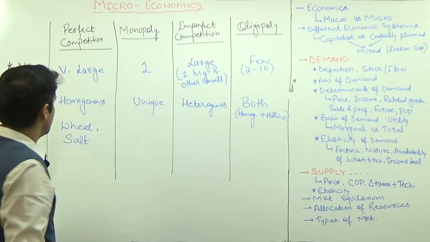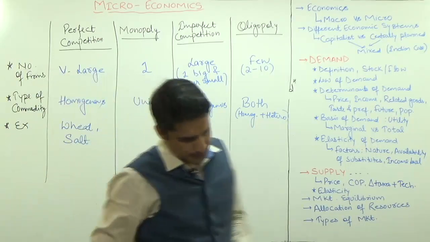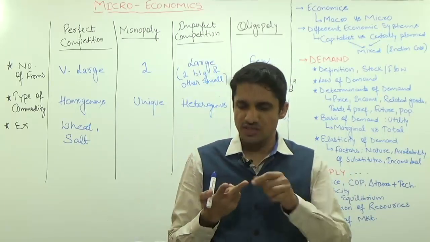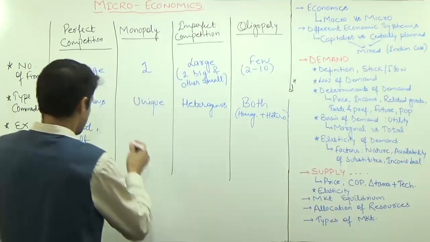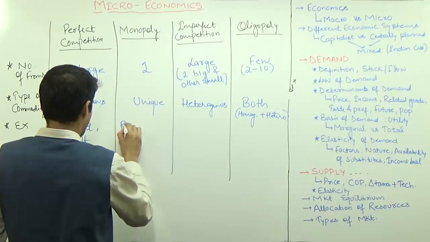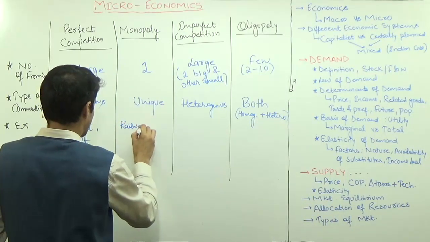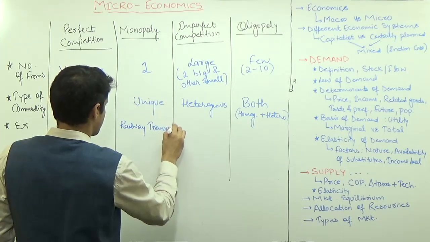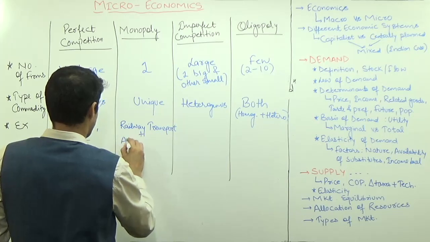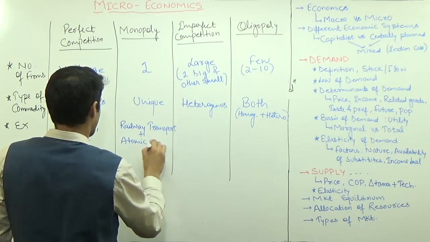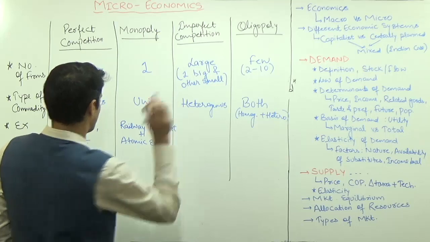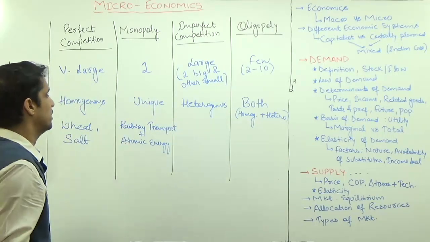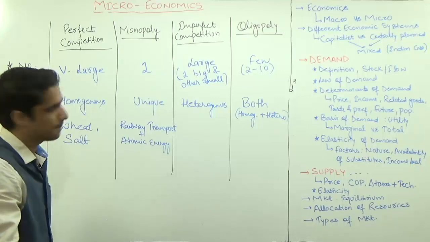Then we have the monopoly. Any example of monopoly? There are only 2 sectors under which there is a monopoly of the government. These 2 sectors are railway transport, though not only railway, remember, because we have IRCTC, and atomic energy and the minerals associated with atomic energy. So only 2 sectors have the monopoly of government, and for the private sector there is no monopoly.